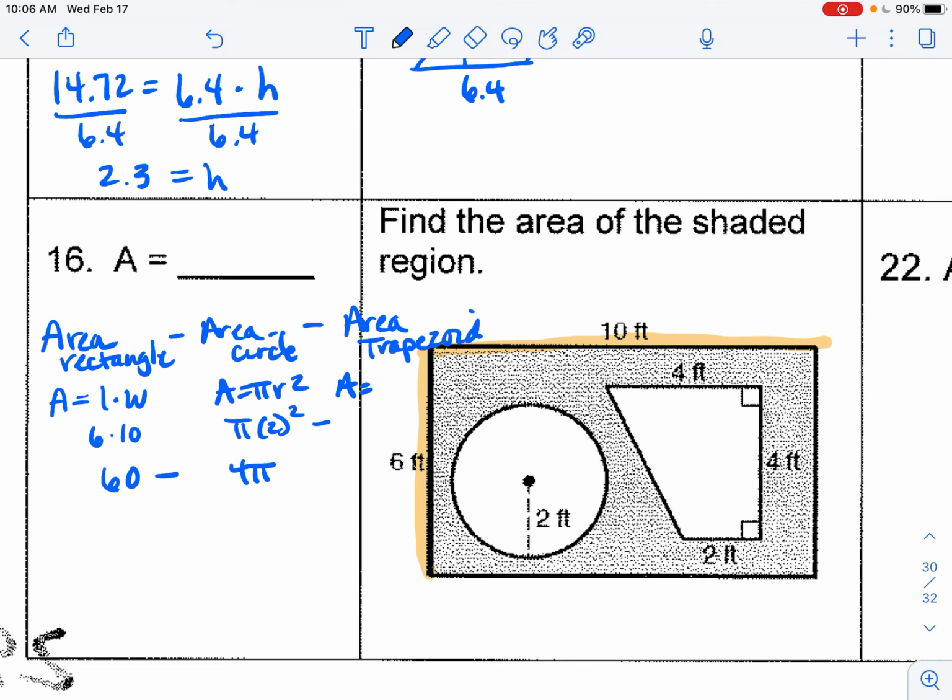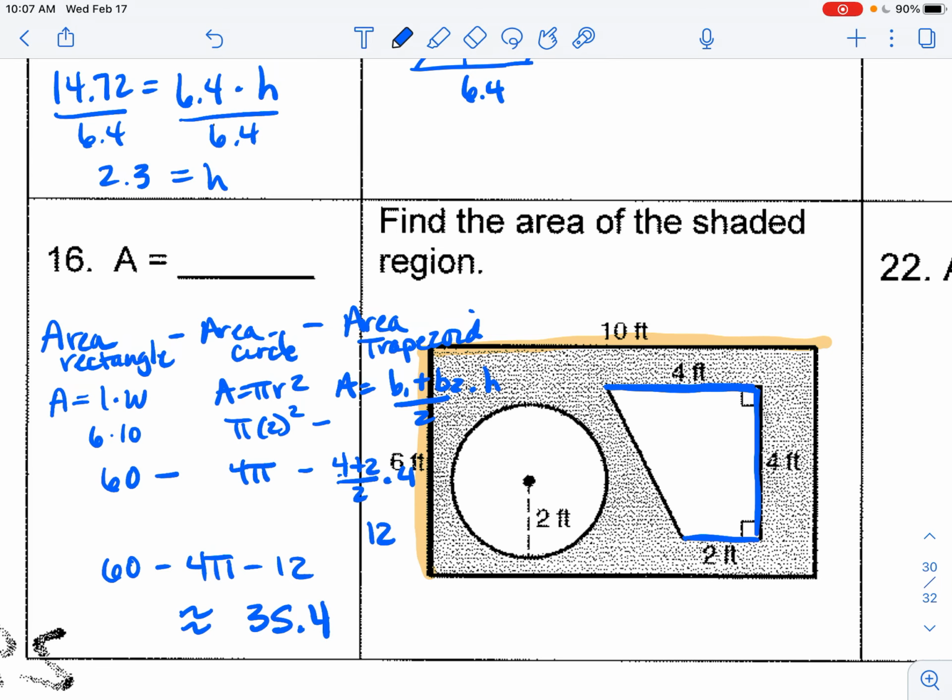And the area of the trapezoid, okay, so this is one where we add the two bases, divide by 2 times the height. Your bases are always parallel, so these are your two bases. So this is going to be base 1 plus base 2 divided by 2 times the height, and the height runs perpendicular to the bases, so the height is 4. Okay, so 4 plus 2 is 6, divided by 2 is 3, times 4 is 12. All right, so I've got 60 minus 4 pi minus 12. If I take that to my calculator, that's going to give me approximately 35.4, and this is feet squared.